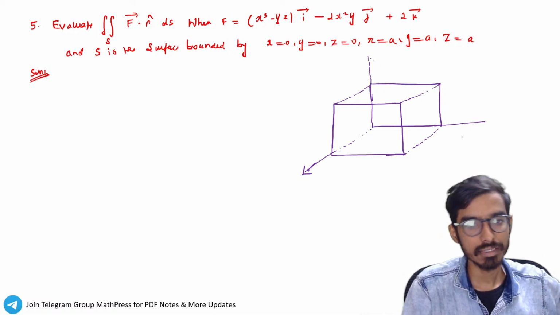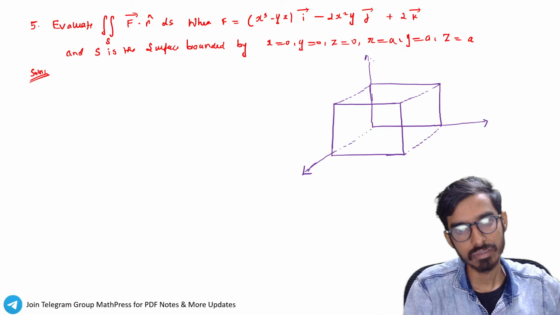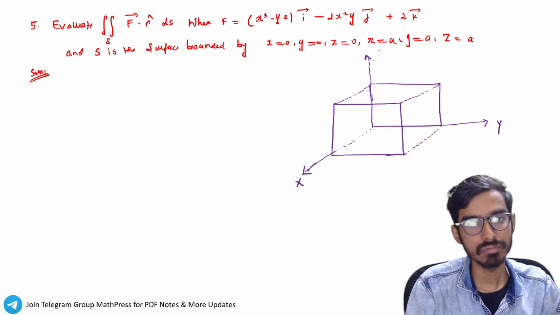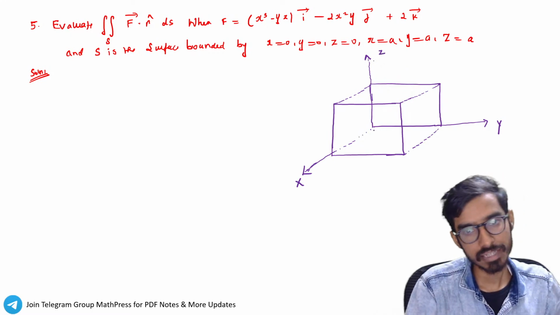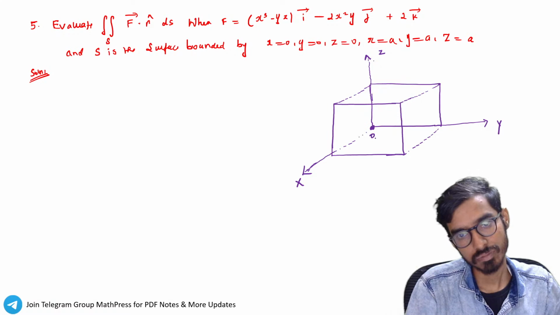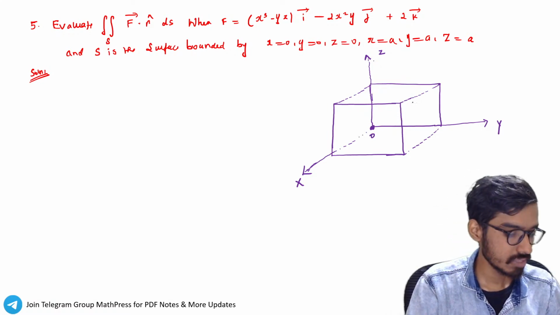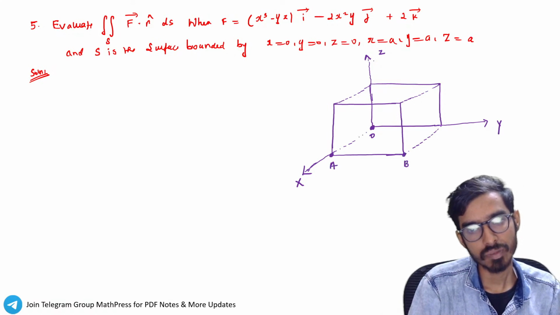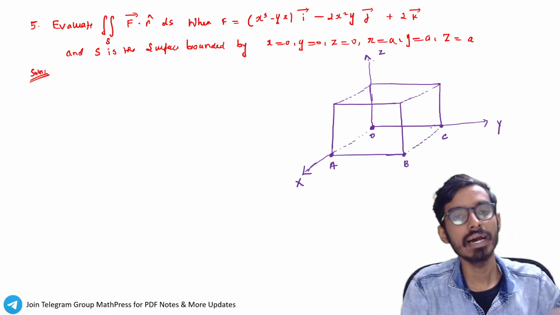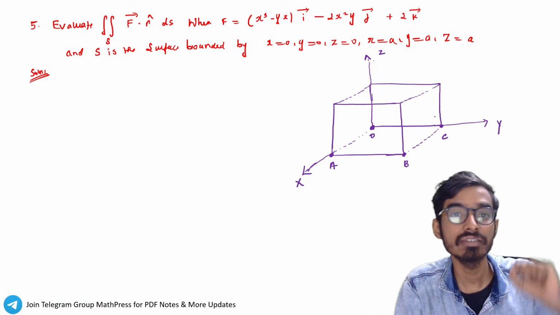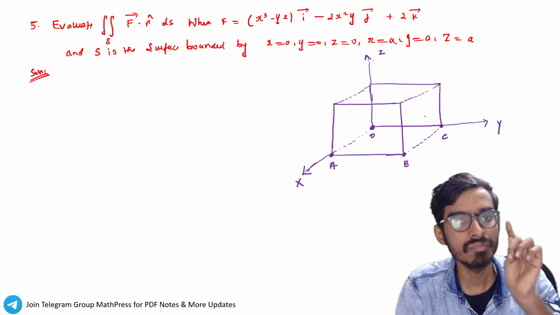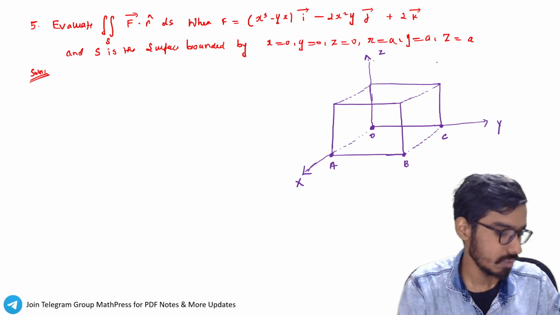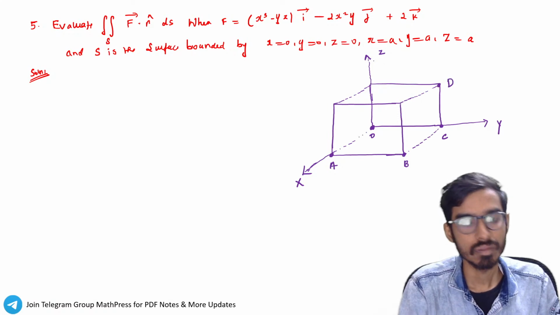Let us call these the x-axis, y-axis, and z-axis, right? This is our origin. Now we will mark the vertices. Let us call this A, this B. Very, very important problem, because we will use these problems in the Gauss divergence theorem also. If you listen to this one problem, then you can do any problem, right? So A, B, C, this is D, E, F, G.